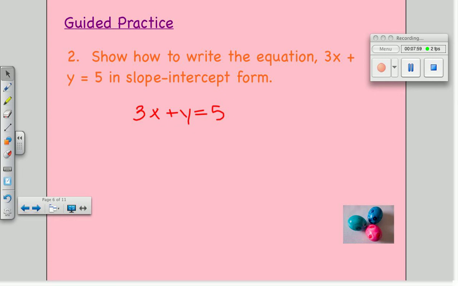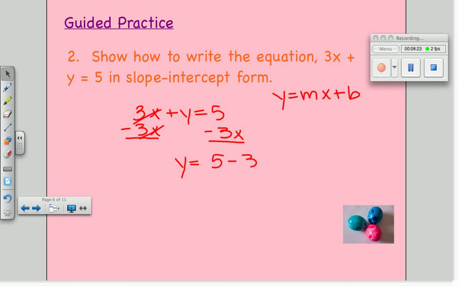We want our y by itself on one side of the equation, so we need to write it as y equals mx plus b, right? So y, I want this 3x gone from here, so I'm going to subtract it. If I subtract it from here, I have to also subtract it from here. So when I subtract it from here, I have y equals, I can't combine these two because one of them has a variable and the other one doesn't. They're unlike terms, so 5 minus 3x. And now we're going to turn this around so the x comes first. Y equals negative 3x plus 5.